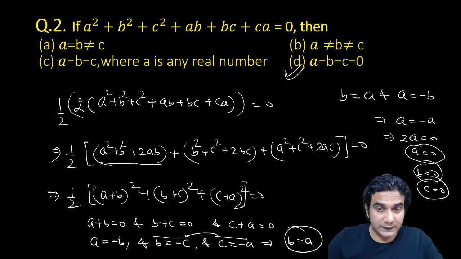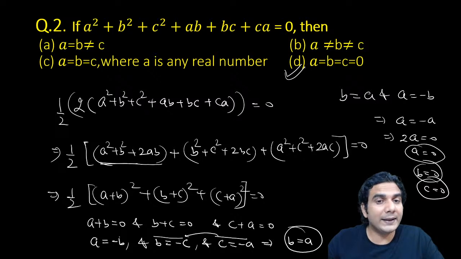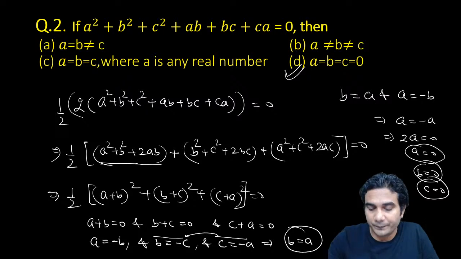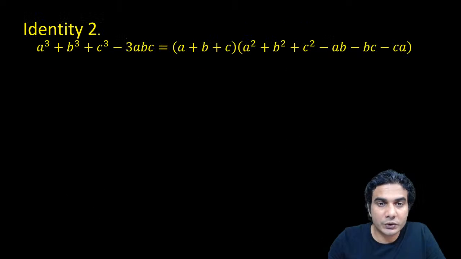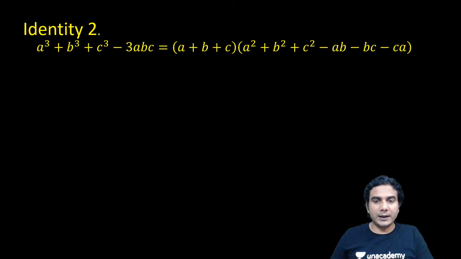But yes, one thing is sure, that both the expressions a square plus b square plus c square plus ab plus bc plus ca, or a square plus b square plus c square minus ab minus bc minus ca, are either always positive or 0. They cannot be negative. Okay, that is for sure about both the expressions. Now we have another identity.